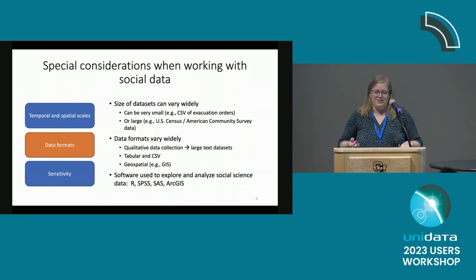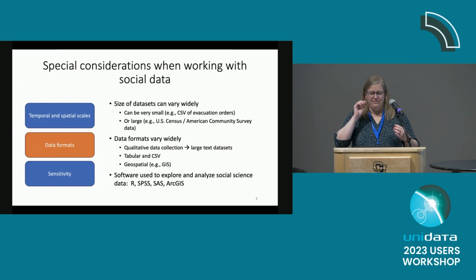So the size of social data sets can vary widely. They can be very small. For example, a data set I've been trying to collect on hurricane evacuation orders. It's a simple little CSV file, easy peasy. But they can also be very large. The US Census, an American Community Survey, collects data throughout the US at the census tract and county level. And these data sets generally are large, although we may still kind of laugh because I know that atmospheric science data sets set a new bar for what large really is.